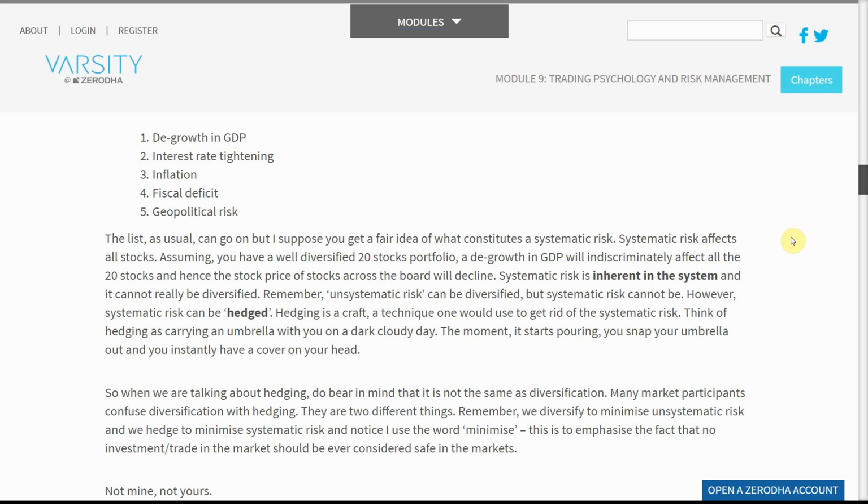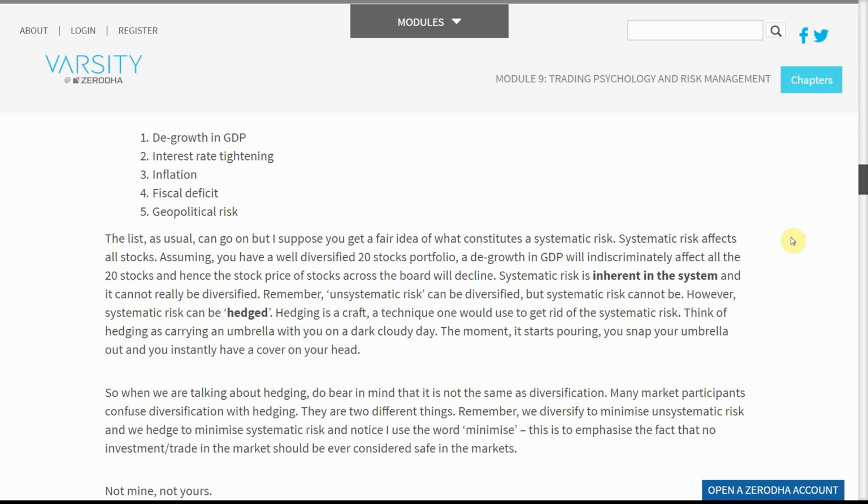Systematic risk affects all stocks. Assuming you have a well-diversified 20 stocks portfolio, a degrowth in GDP will indiscriminately affect all the 20 stocks, and hence the stock price of stocks across the board will decline. Systematic risk is inherent in the system and it cannot really be diversified. Remember, unsystematic risk can be diversified, but systematic risk cannot be.